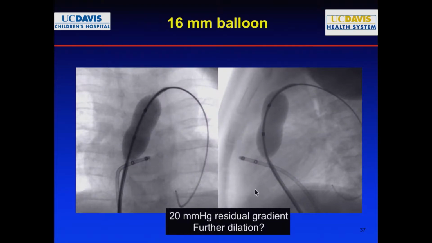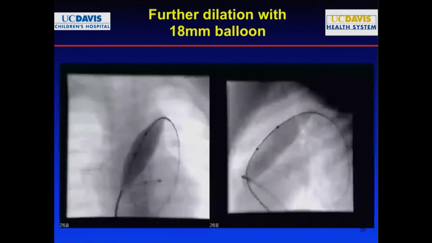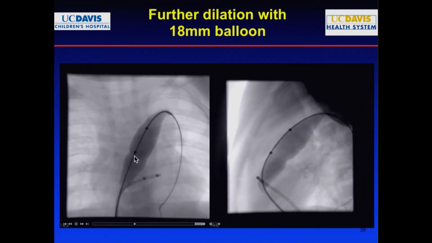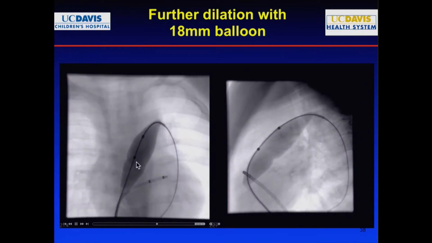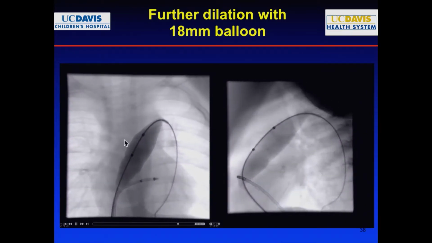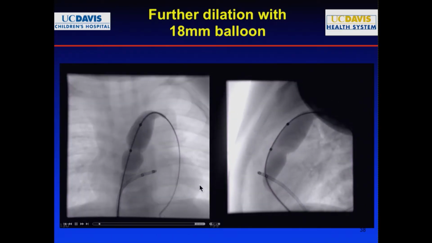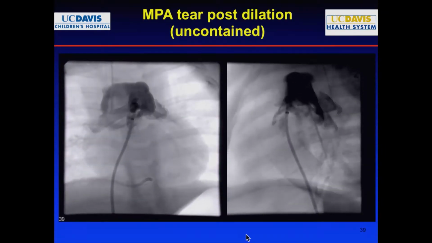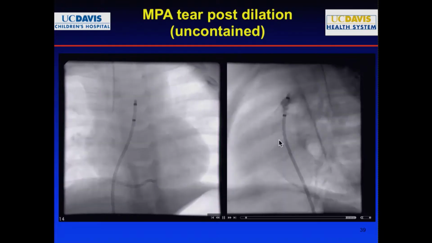Again, this is when I was a young attending, being very foolish. I had a 20 millimeter gradient. I wanted to be perfect, so I said I need a bigger balloon. So I put an 18 millimeter balloon in. And again, watch how this pops at the very end. See, he's moving already, and I should have been aware that this was probably a problem, and this is the picture afterwards. All right, so I perforated, I tore the outflow tract.